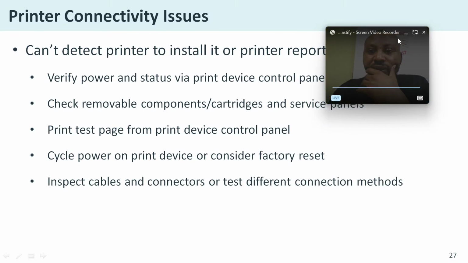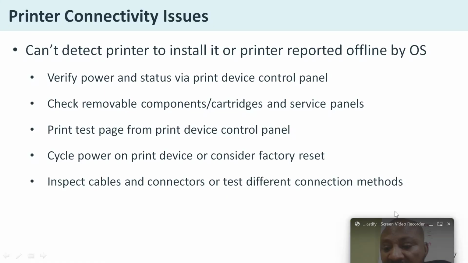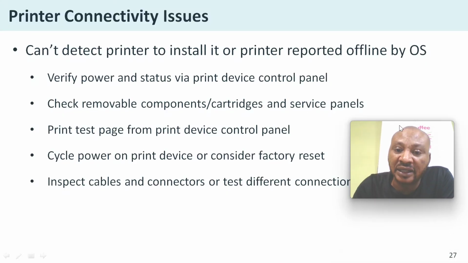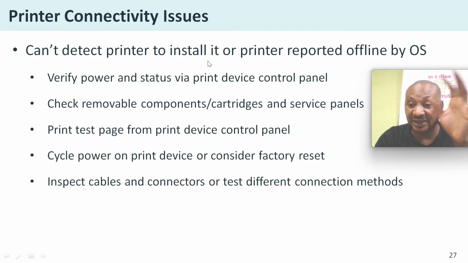Okay, so printer connectivity issue. Now, the likely problem with printer connectivity issue. So apparently, you set up the printer and your computer cannot connect with the printer. So what is the problem? You can't detect the printer to install it, or the printer is reported offline by the OS. So you're trying to install the printer and it cannot install, you can't detect the printer. Or after you install the printer, the OS is showing it offline. A lot of times you go to the settings and you see the printer is offline. Even when you're trying to print, you see offline. Right? What are the likely problems?